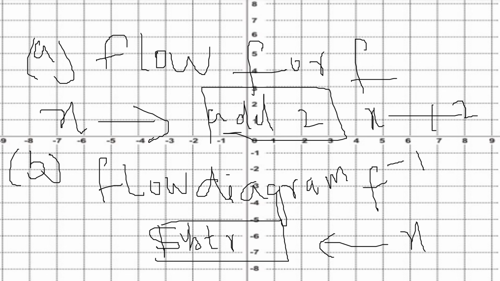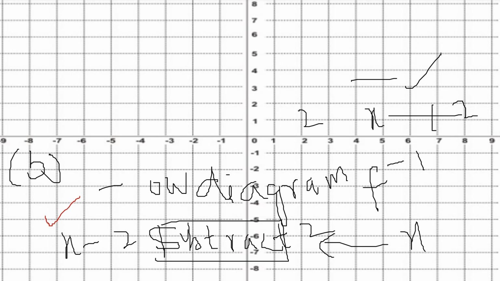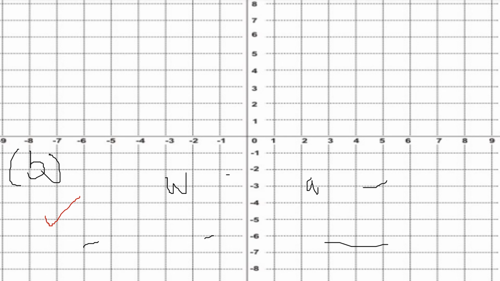The inverse of addition is subtraction, so subtract 2. Then we get x minus 2. So f of x is x plus 2, and f inverse of x is x minus 2. It's so simple. Now I will discuss the flow diagram with you. Just now I discussed the flow diagram with you.